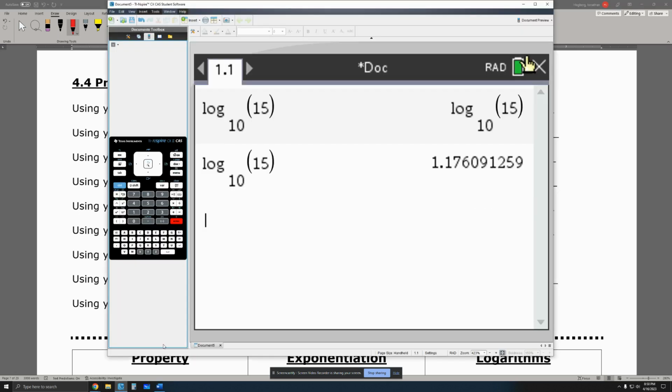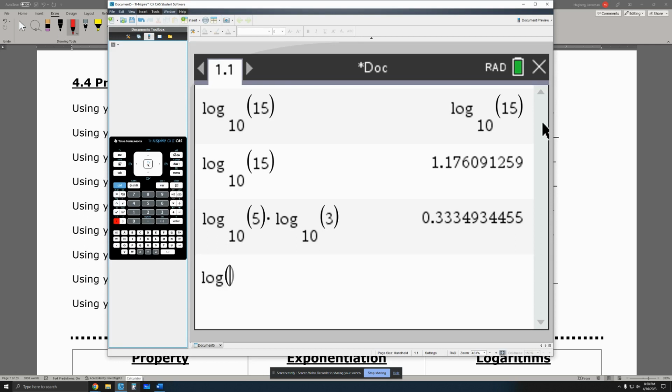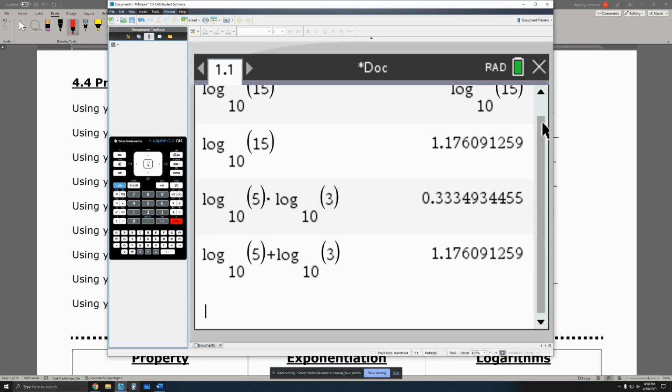Now I want to evaluate log of 5 times log of 3. Back to our calculator, we have log of 5, and we're going to put that in parentheses, and then times log of 3. Control enter, and that's going to give us a decimal approximation of 0.333. And then finally, if we have log of 5 plus log of 3, let's go back to our calculator. Control enter. That's going to give us our 1.176.